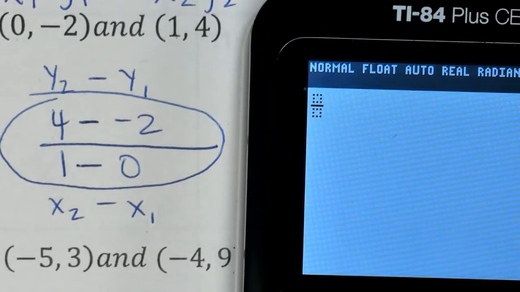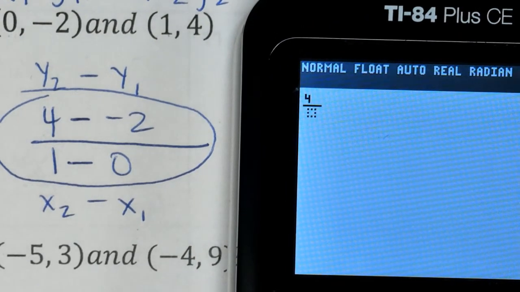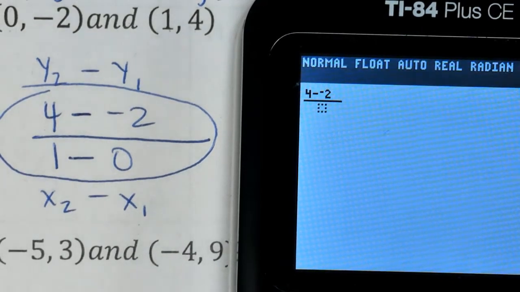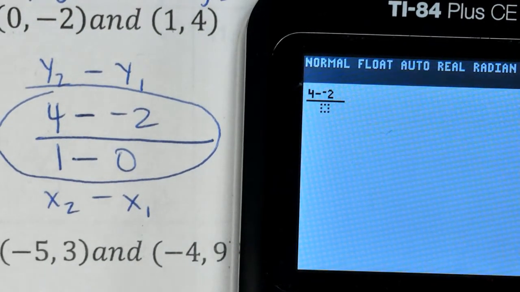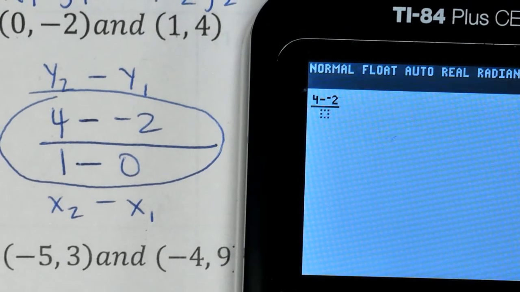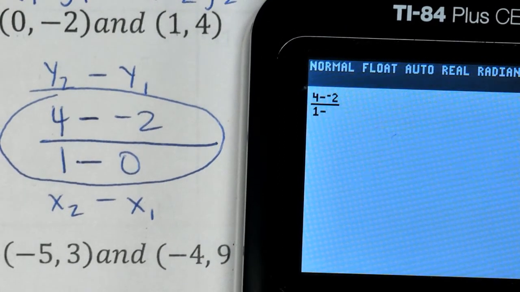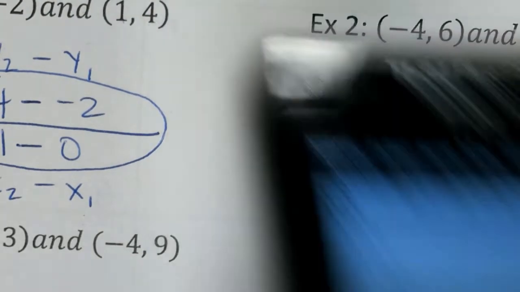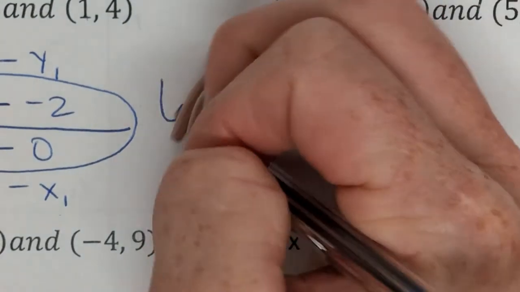At the top, you're going to put in 4 minus negative 2. I should see everybody typing in their calculator. Over 1 minus 0. And that's your slope. What do we get? All right, so our slope is 6.